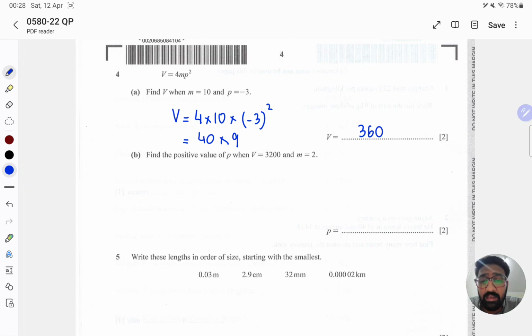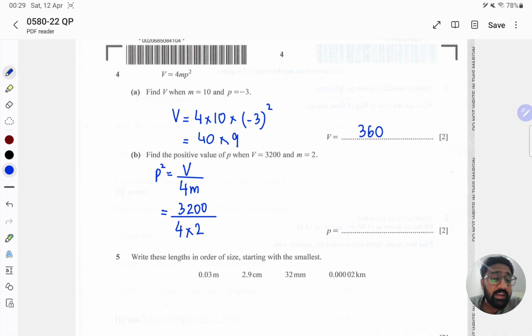Part B says find the value of P when V is 3200 and M is 2. We again need to substitute the values, but before that we can make P the subject over here. So how can we make P the subject? We'll just keep P on one side and we will take the remaining terms from the right hand side to the left hand side. So 4M will go to the other side and it will divide. So P square is basically 3200 divided by 4 times 2.